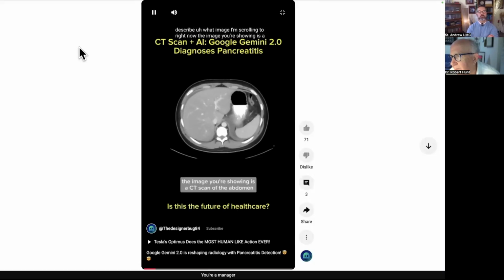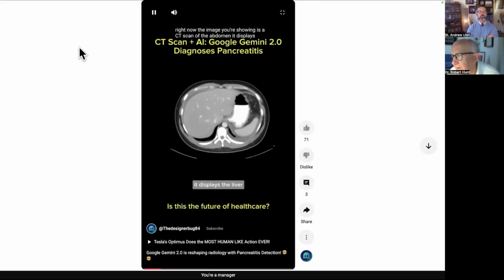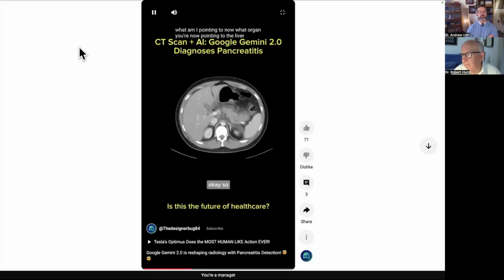The image you're showing is a CT scan of the abdomen. It displays the liver, stomach, and surrounding structures. What organ am I pointing to now with my cursor? You're currently pointing to the spleen with your cursor. This is the AI speaking. What am I pointing to now? You're now pointing to the liver. Okay, so I'm scrolling down here now. Gemini, what am I pointing at now? What organ is this? You're now pointing at the pancreas.